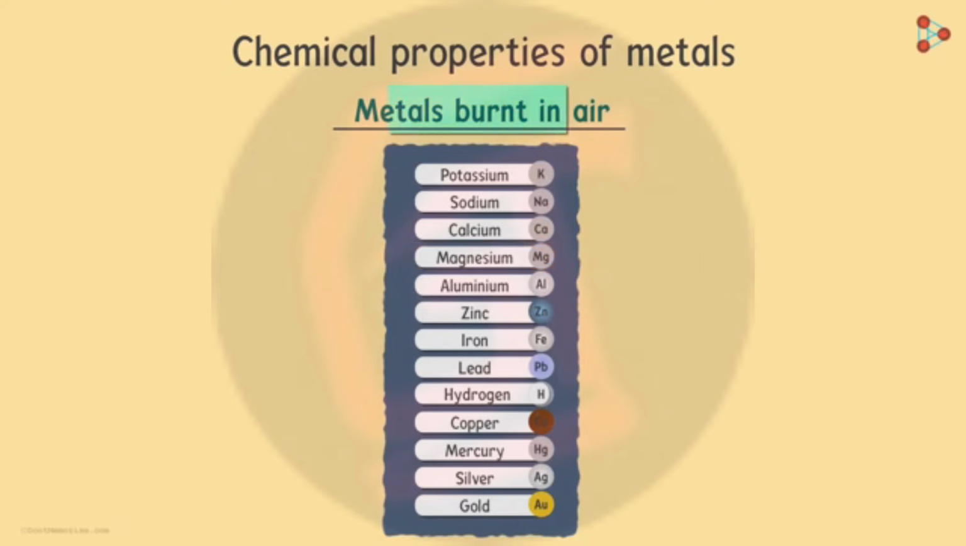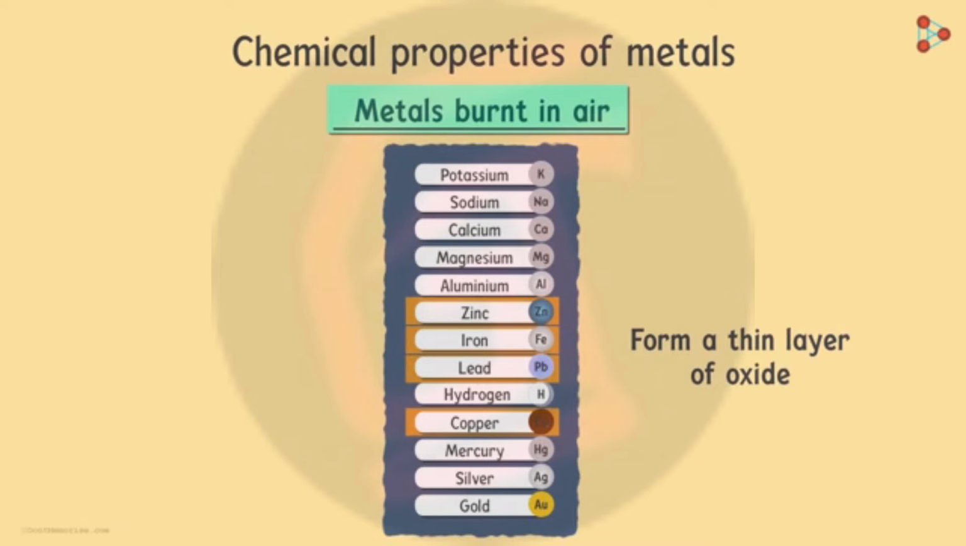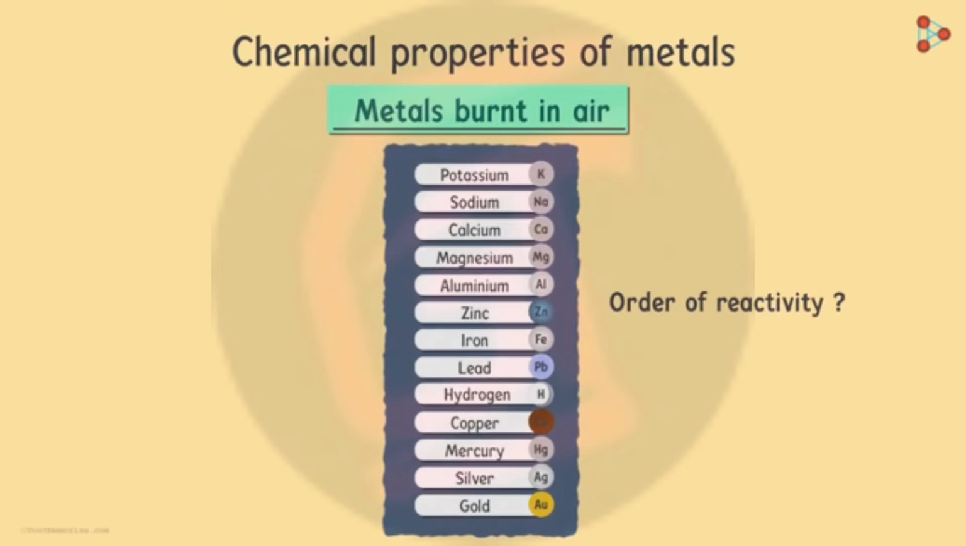But wait, burning in oxygen doesn't really help us to decide about the reactivity of zinc, iron, lead or copper. All we know about these four is that they form a thin layer of oxide around the metals. So just this category of burning metals in air isn't enough for us to judge the order of reactivity of these metals. We can see a few more reactions to judge the order of reactivity. So in the next lesson, we will see how metals react with water.